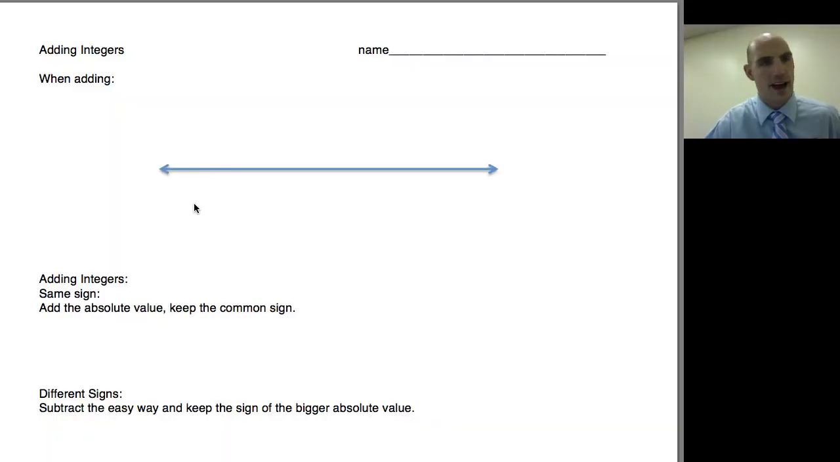Welcome back. Today we're going to talk about adding integers. And when we add integers, it's easy to use the number line. And when we're adding, there are two rules.